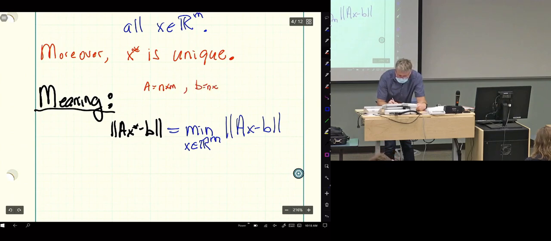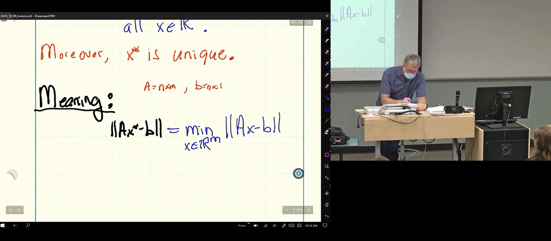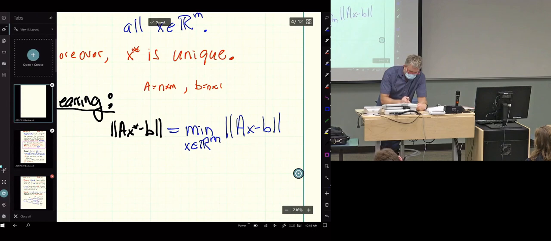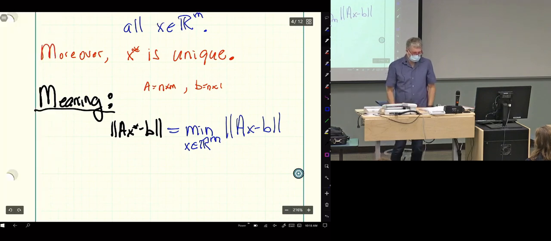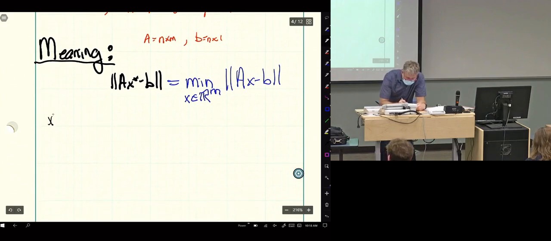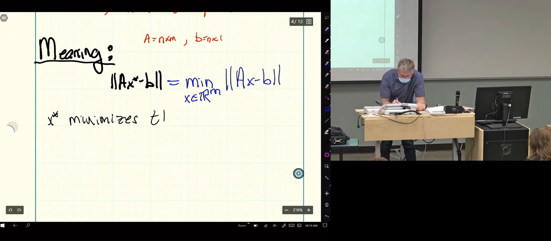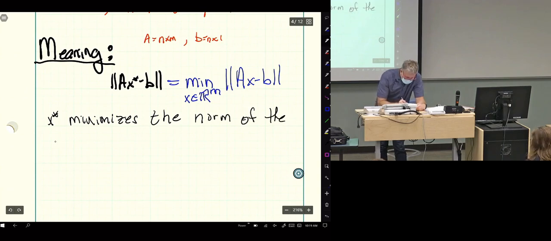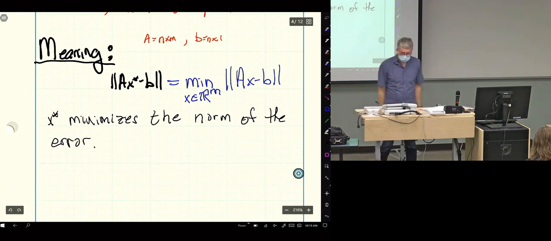B equals n by 1, okay? Our usual size thing. So x star minimizes the norm of the error. So that's why we introduce norms. We know how to talk about the length of the error, okay?